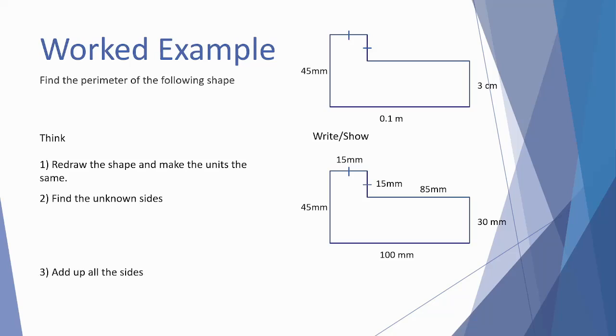Our next step is to add up all the sides. So to do this, I'd write down the perimeter, or P, is equal to, and I would pick one corner and then go around the whole shape. So I've started in the top left corner, and I've written 45 plus 100 plus 30 plus 85 plus 15 plus 15. And that way I know I don't miss any of the sides. And I type that into my calculator and I add that up, and I get the perimeter is 290 millimeters. Now I make sure that I write the units there. That way my teacher knows that I have finished this question and I have calculated the answer correctly.